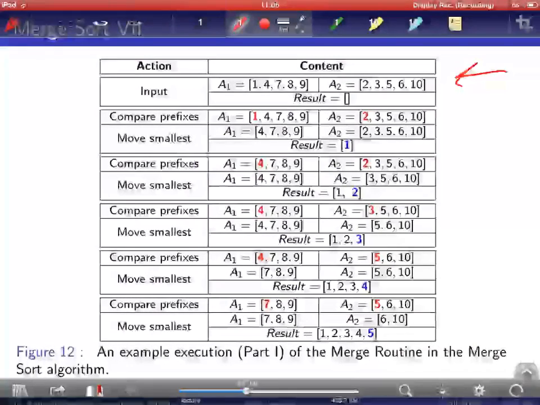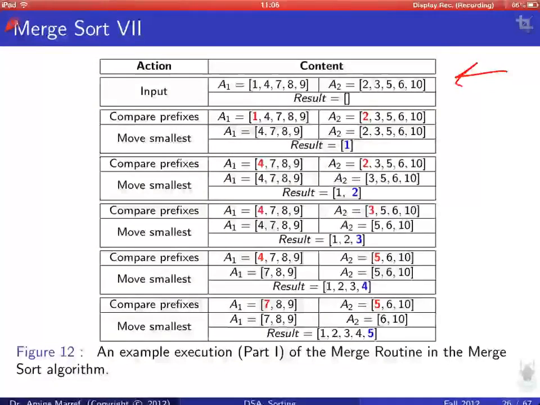So when we compare the first element, we are comparing the smallest element of A1 with the smallest element of A2. Now, the smallest of the two is going to be the smallest of the result, of both of them. Okay, so 1 is the smallest element of A1, 2 is the smallest element of A2. So the smallest of these two is 1, which is the smallest element in both A1 and A2.